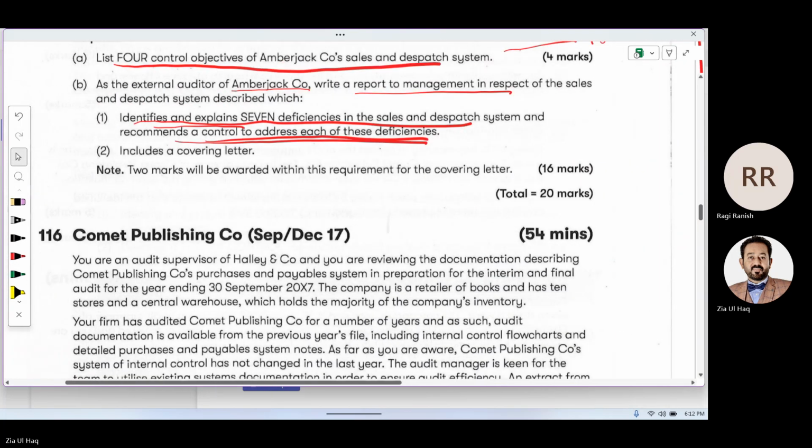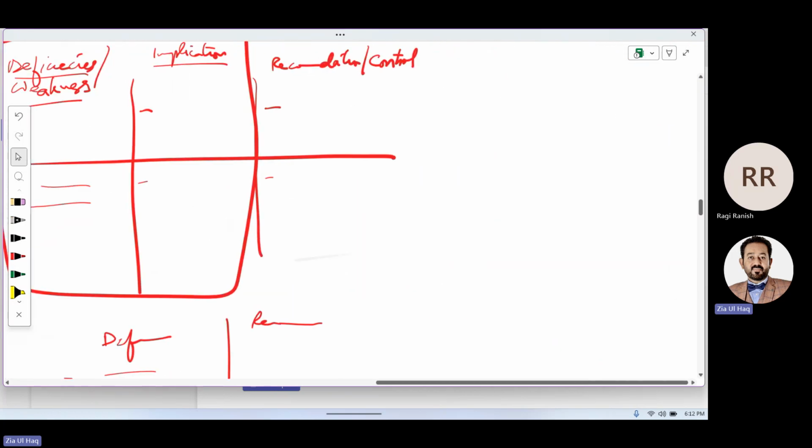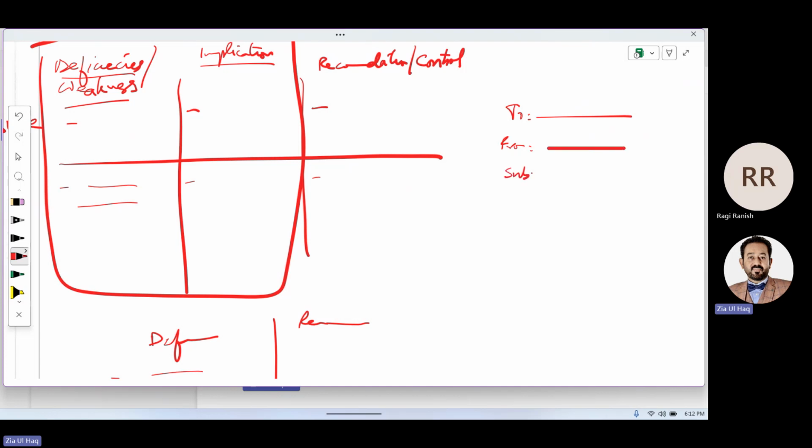How many marks? 16 marks. Including a cover letter, you need to write a report to management. And if the examiner has asked to write a report, there is a format of report. What is the format of report? To management of Amberjack company. From: it will be mentioned in the question whether you are audit manager, audit senior, or who. Audit manager. Subject.